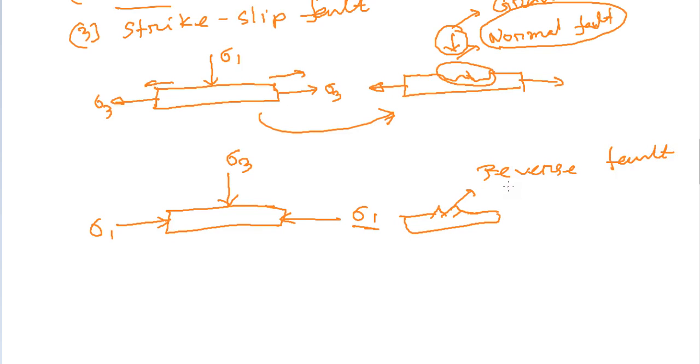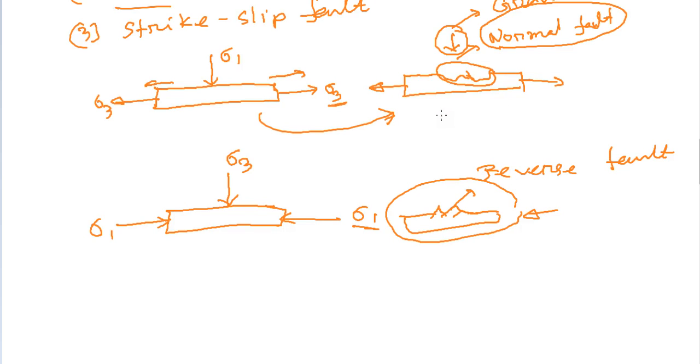This kind of fault is reverse fault. So for reverse fault, we may conclude that reverse fault generally occurs in a compressive region, where the minimum principal stress is vertical and the maximum principal stress is horizontal, and the intermediate principal stress is horizontal as well. Here the maximum principal stress and intermediate principal stress are horizontal as well.